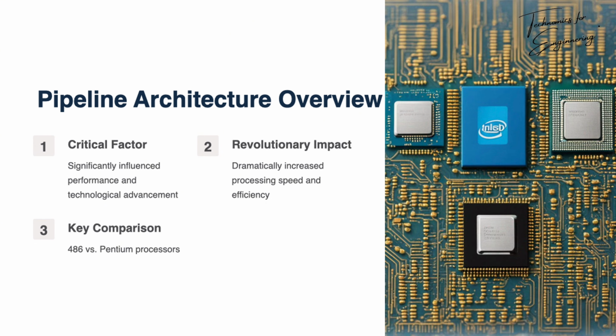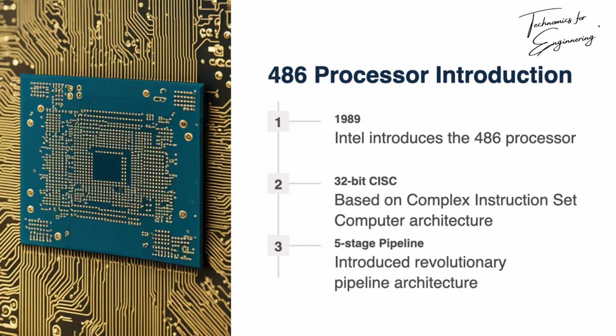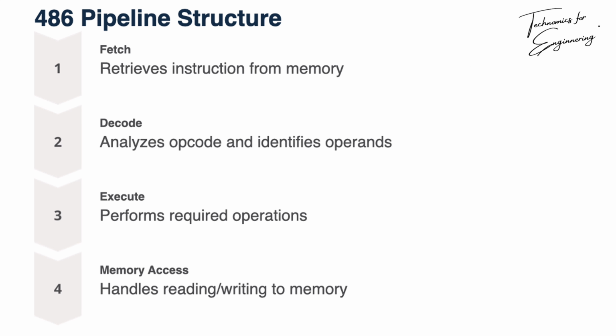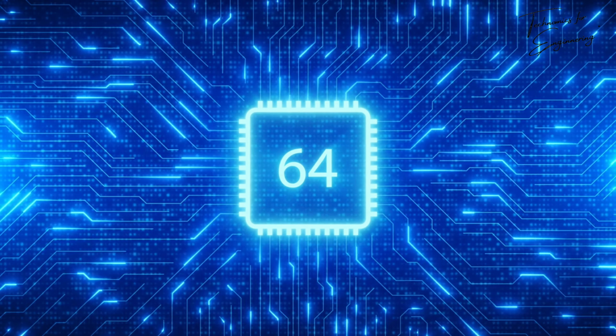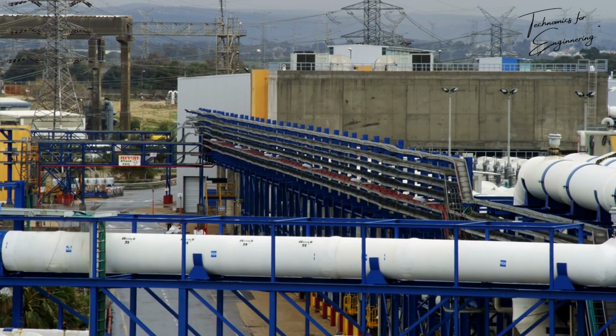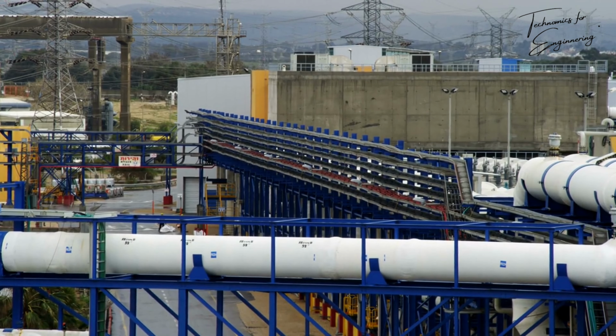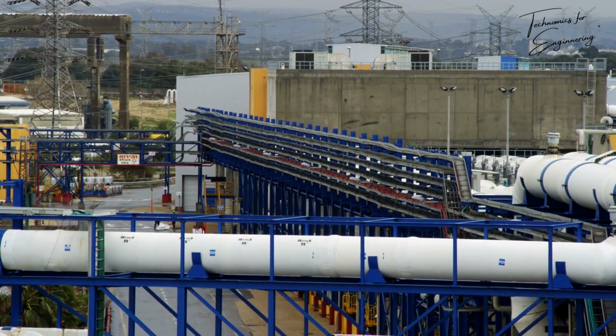secrets behind their advancements. Introduced by Intel in 1989, the 486 processor was a significant leap forward from its predecessor, the 386. It was based on a 32-bit CISC, complex instruction set computer, architecture, but what truly set it apart was the introduction of a 5-stage pipeline architecture. The 486 pipeline was structured into 5 distinct stages, much like an assembly line in a factory.